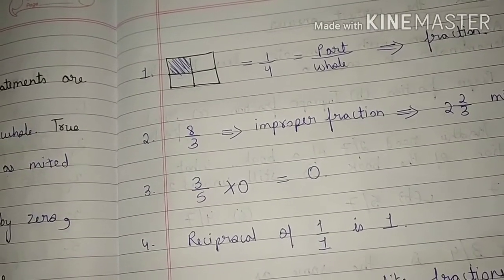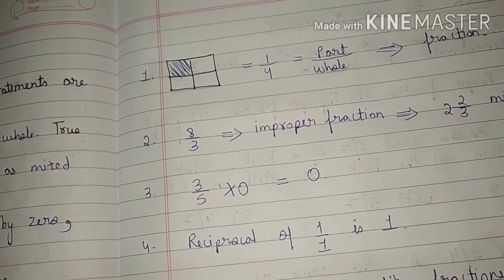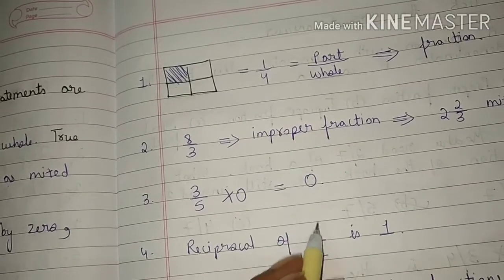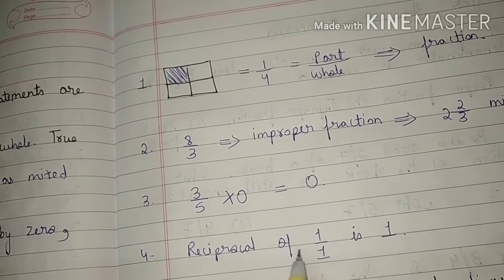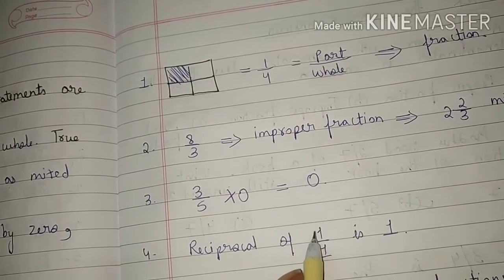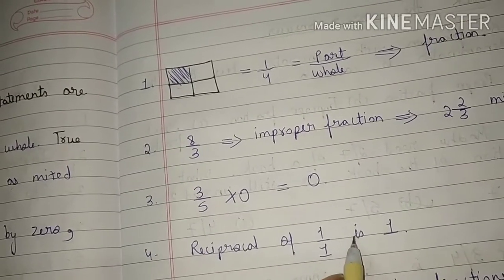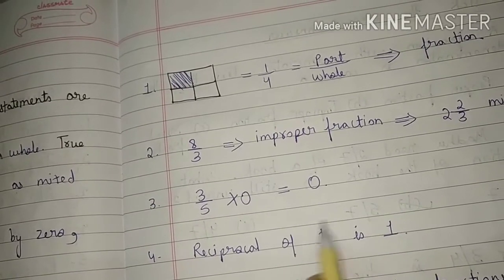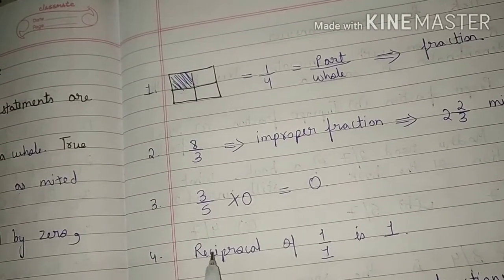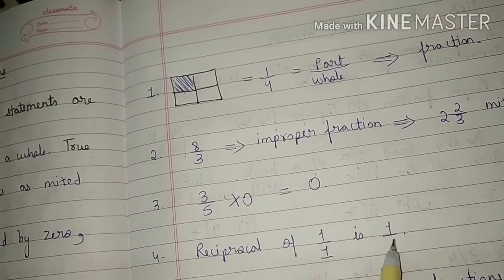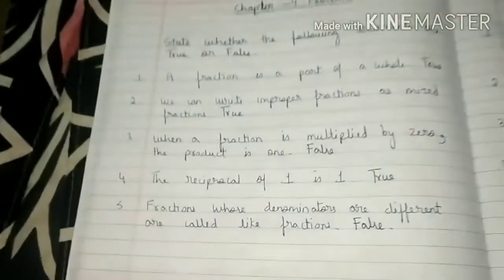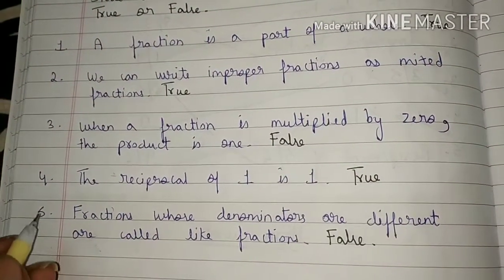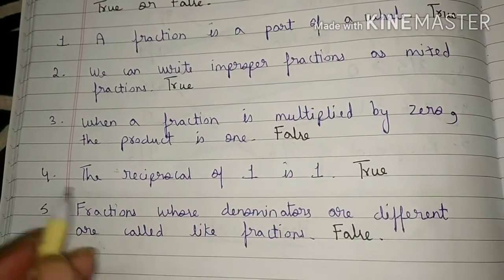When you interchange numerator and denominator, you always get the answer 1, because here numerator is 1 and denominator is 1. So when we interchange 1 by 1, we get the answer 1. So students, from this point of view, we can say that reciprocal of 1 is 1. So this statement is true. Now students, come to question 5.